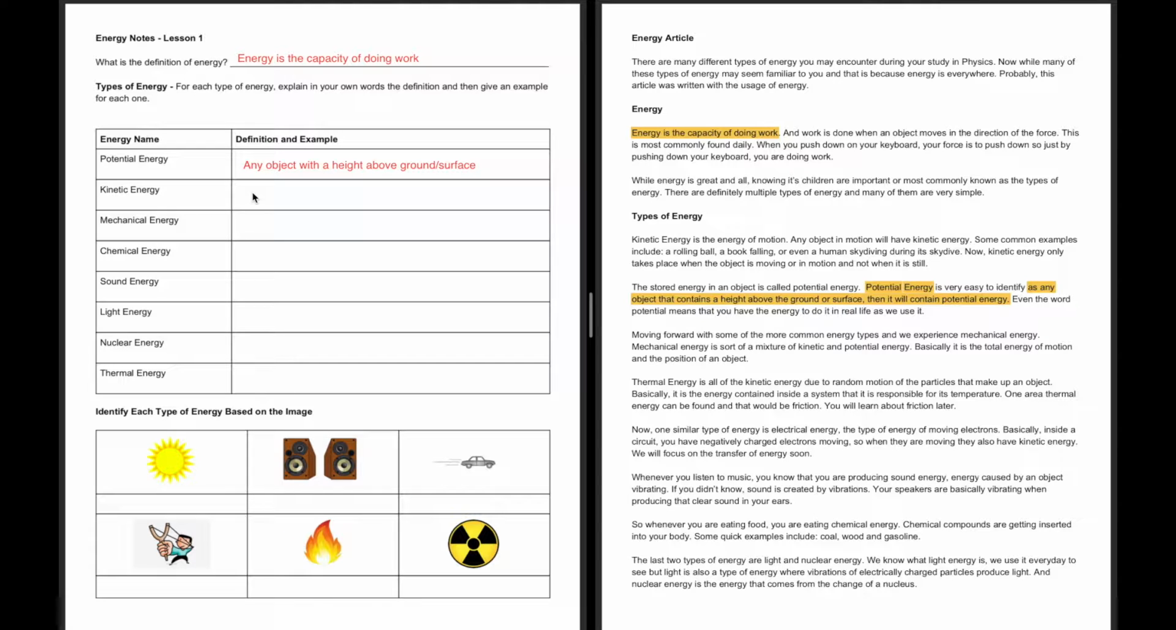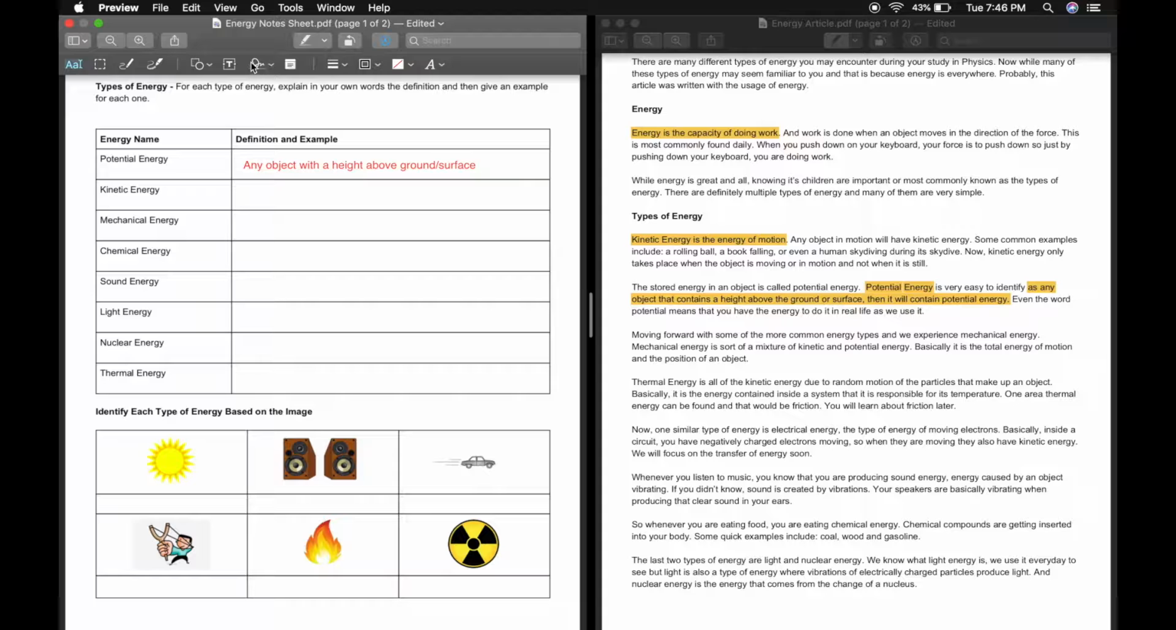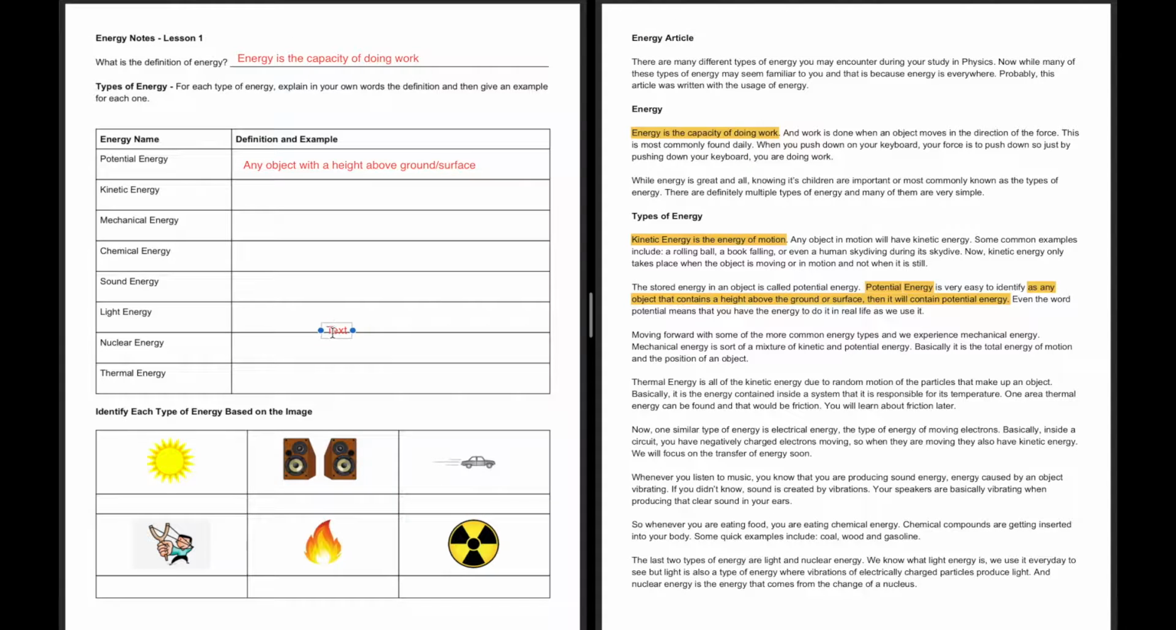Alright, so kinetic energy. Well, kinetic energy is the energy of motion. That was pretty simple. So, let's just take this here, and we'll say kinetic energy. So we'll just say any object in motion. Any object in motion has kinetic energy. Alright, so now let's move on to mechanical energy.